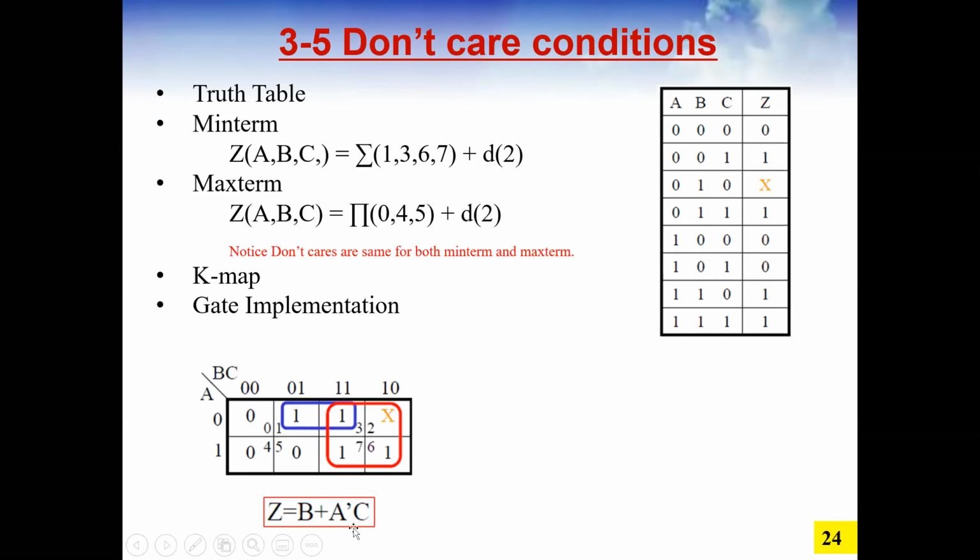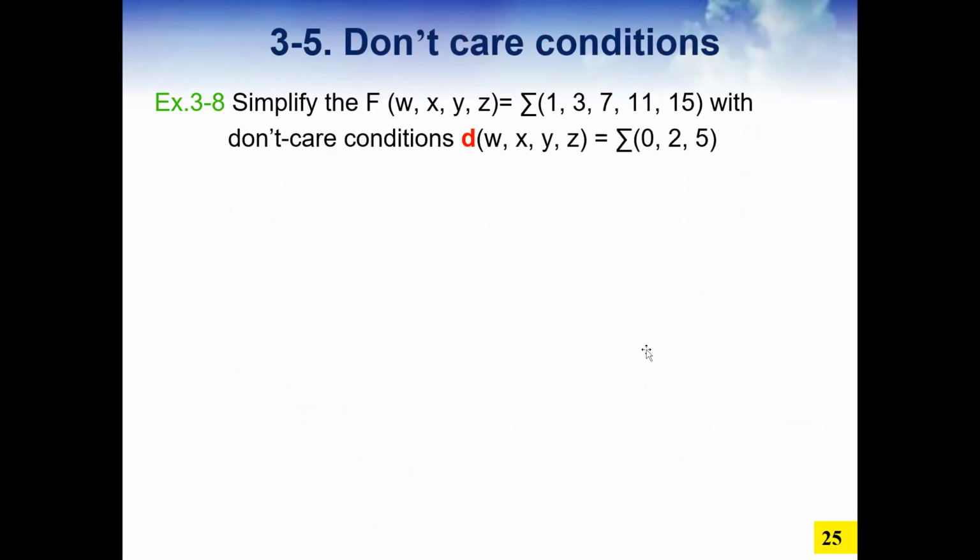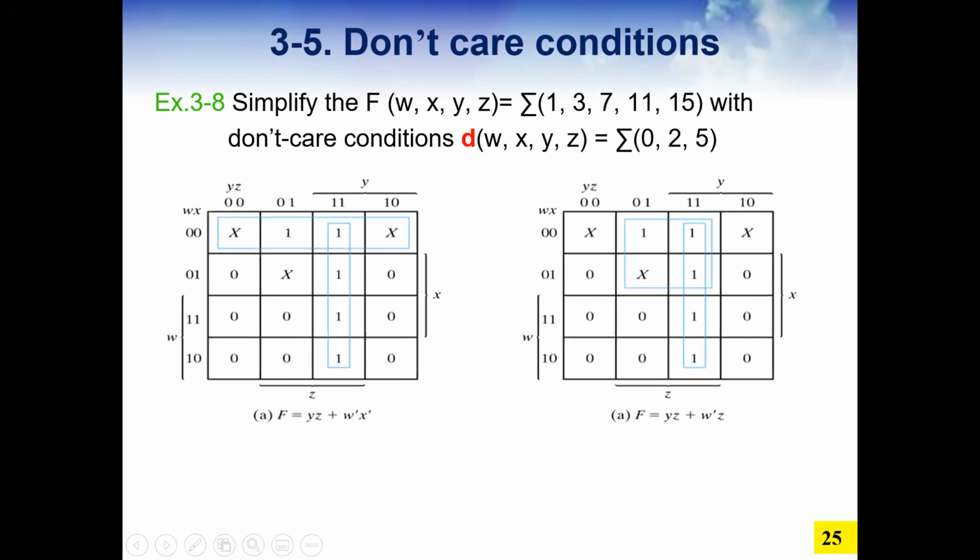Now we can implement using one AND gate plus overall one OR gate. So this is the implementation of this function. All right. Now a question could be like that: F is equal to this, and don't cares are given as this. Now simplify. Simple. We just enter that and there are two possible solutions.